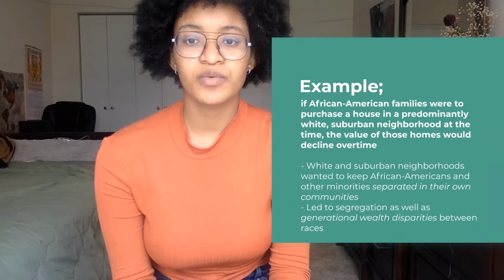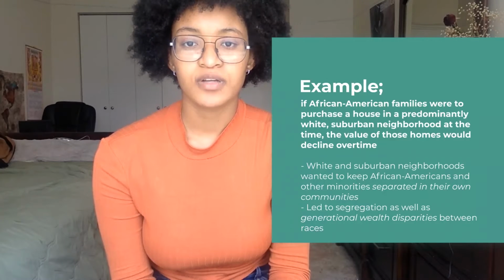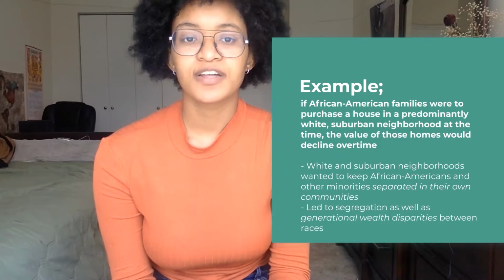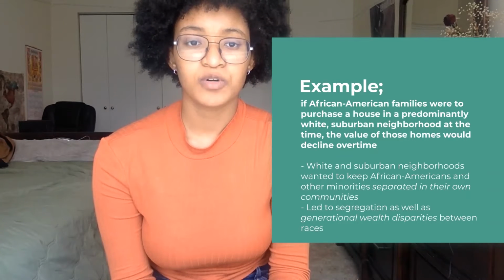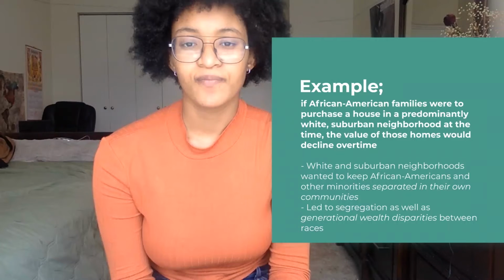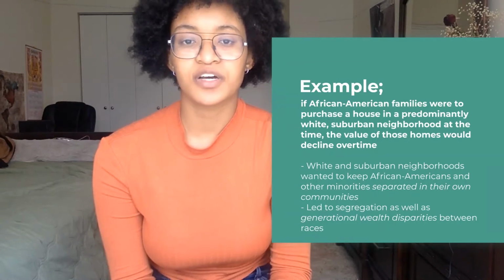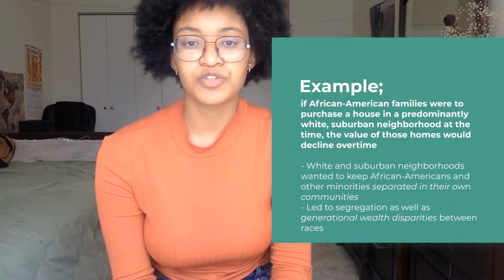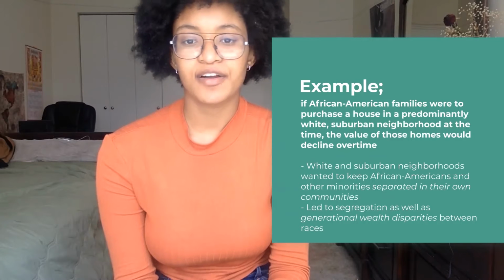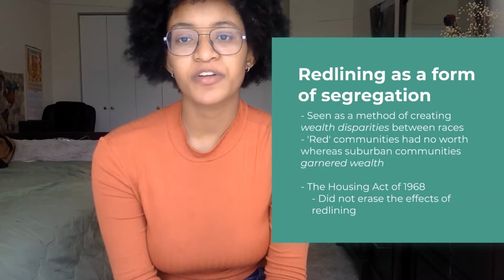The National Community Reinvestment Coalition found that these communities are much more likely than other areas to comprise lower-income minority residents. Because of the lack of availability for loans and insurance, families were forced to settle in less valuable neighborhoods that were more affordable based on income. However, these communities were more affordable because of their lack of access to transportation and other important amenities. For example, these neighborhoods may not have been close to grocery stores with fresh produce, which were likely out of their budget. Redlining as a form of segregation is seen as a method of creating wealth disparities between races.